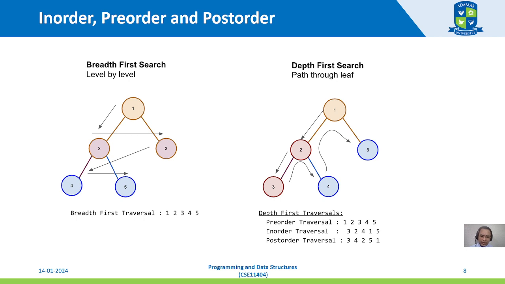In-order, pre-order and post-order is also a very important concept. Actually, this concept is very much required when we traverse a tree to find a value. That is very important, we have to know this. Now here we can see two pieces of information depicted. One is breadth first search and another is depth first search. Now why depth first search? Let us consider this one first.